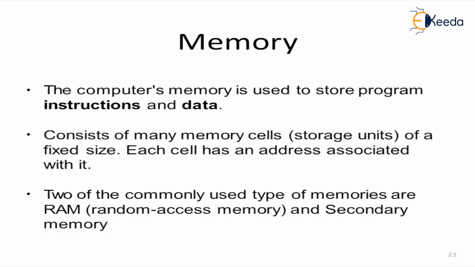Now, what is a memory? The computer's memory is used to store programs. We are aware of this in the form of instructions and data. It consists of memory cells. They may be fixed size cells, and each cell is associated with an address. Two of the most commonly used types of memory are random access memory and secondary memory.